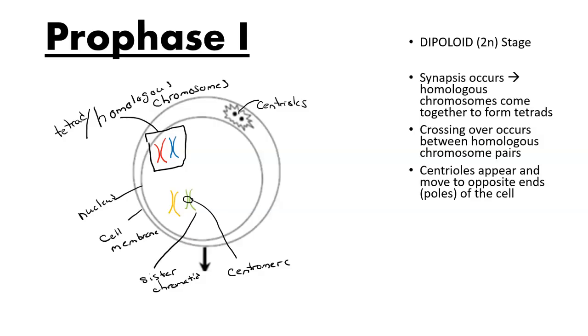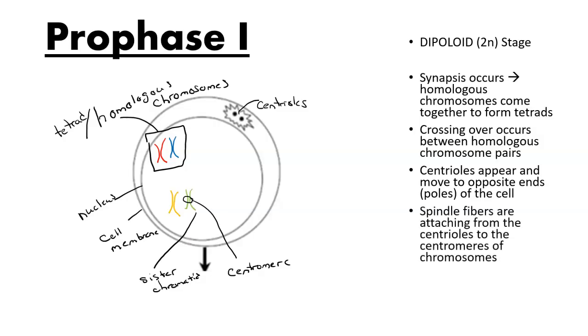Your centrioles are going to appear, and they will start moving to the opposite ends of the poles, or the ends of the cells, as we move through prophase 1. Your spindle fibers will begin attaching to the centrioles and to the centromeres of those chromosomes as we move through this phase, and your nuclear membrane and your nucleolus will start to disappear and break down and will be completely gone by the time we get to the end of prophase 1.